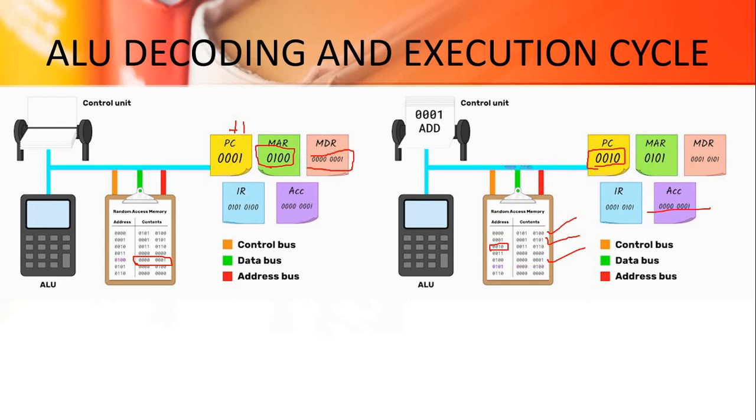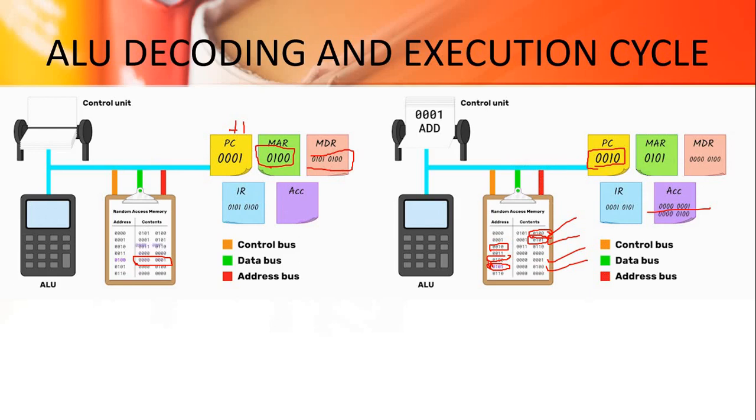Now these 2 datas will be fed to this ALU unit. See, this is the first operand value. 0100 is the first operand value here. Next, 0100 is the second operand value here. Now we are going to add these 2 operand values, that is 000 and 001 and 000 and 0100. So that will be stored in this accumulator.